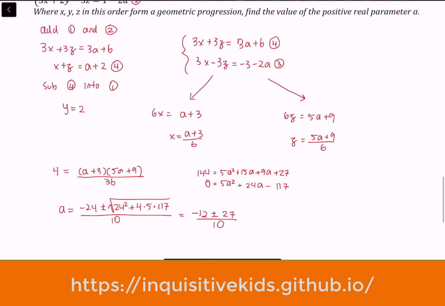And remember, a has to be positive, so we can ignore the negative solution for a, which means that a must be equal to negative 12 plus 27 over 5. This is equal to 15 over 5, which is 3. So a is equal to 3.